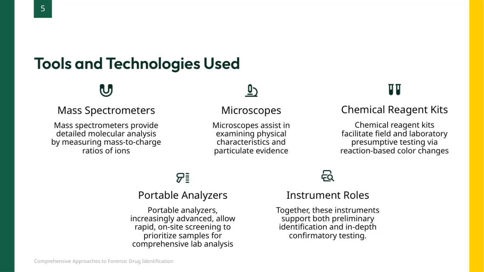Here, we see some of the key tools and technologies that play a crucial role in our analysis process. First, mass spectrometers are invaluable because they measure the mass-to-charge ratios of ions, giving us detailed molecular information that helps identify substances precisely. Next, microscopes are essential for examining the physical characteristics and particulate evidence, offering a closer look at the sample's structure. Chemical reagent kits come into play by enabling quick presumptive testing, using color changes to indicate the presence of certain chemicals right in the field or lab.